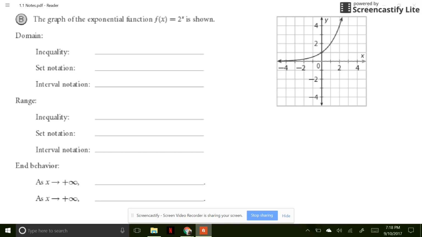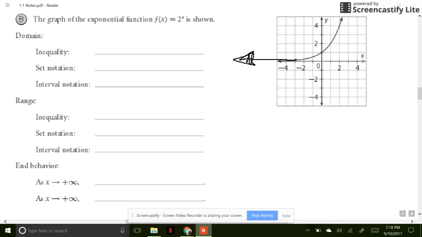So I want to work through another example here to show you. Again, we're looking at the domain. The domains are the possible x values. So domain, x values, looking horizontally. We always start from the left to the right. We want to figure out what's our smallest x value we could possibly have, and what's our largest x value we can possibly have.